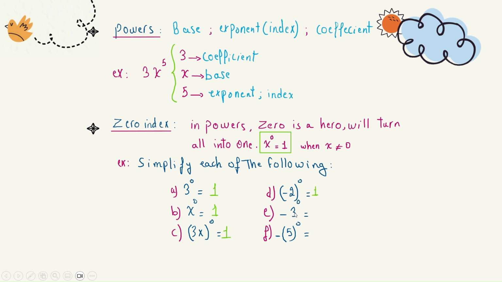Now here, minus 3 to the power of 0: the 0 is above 3 only, and we still have the negative outside, so the negative will remain, and 3 to the power of 0 is 1, so the answer will be negative 1. Here is the same case: the negative is outside, 0 is above 5 only, so we're going to end up with negative 1. We are done with zero index.